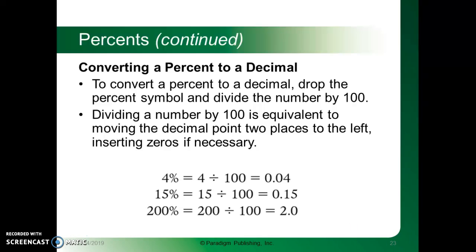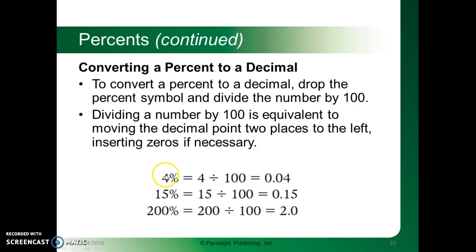Converting a percent to a decimal. So to convert a percent to a decimal, drop the percent symbol and divide the number by 100. Dividing a number by 100 is equal to moving the decimal point 2 spaces to the left and inserting zeros if necessary. So don't forget your leading zeros, okay?